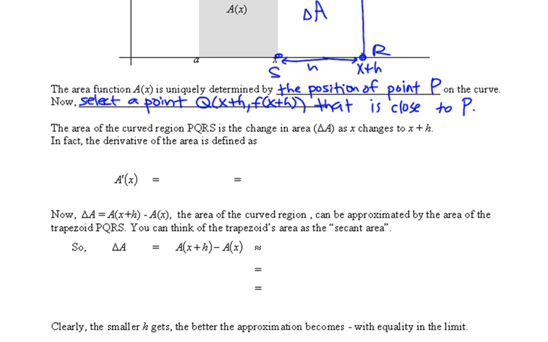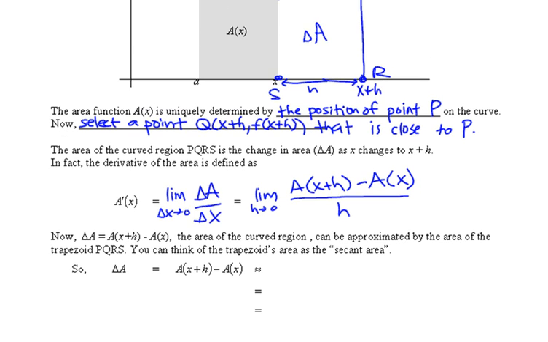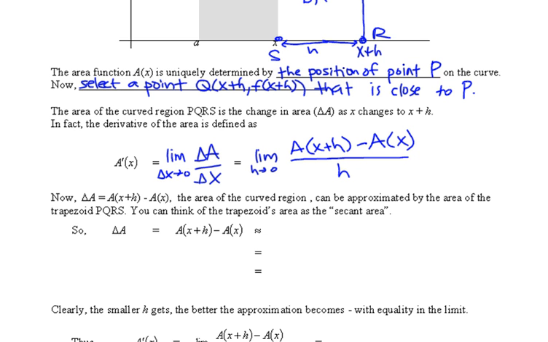Okay, so PQRS is defined by that area, the limit as our change of x approaches 0 of change of A over change of x, or the limit as h approaches 0 of A of x plus h minus A of x, all over h, would be the derivative. Yeah, first principles. So that's the derivative of our area. This change of A with respect to x would be the derivative of our area.